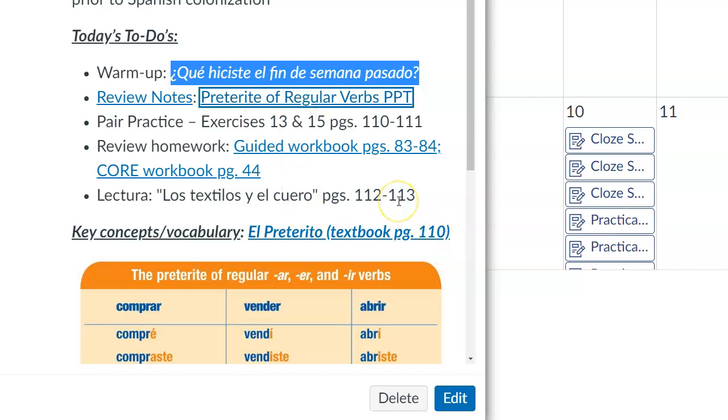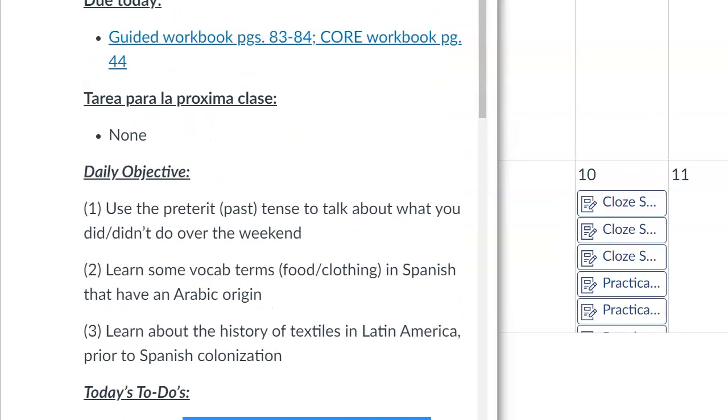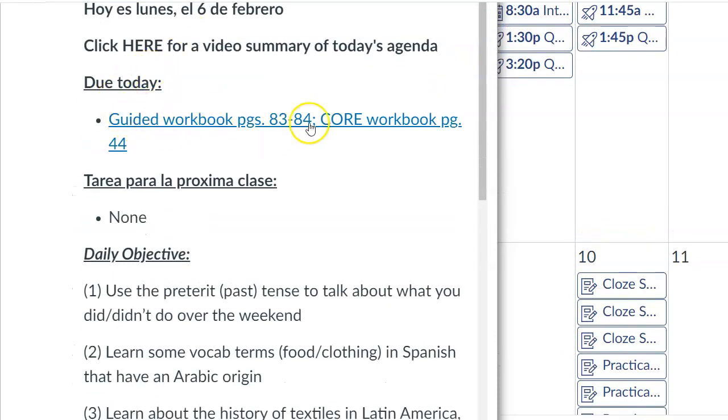Now let's go ahead and take a look at the reading on pages 112 and 113. And again, no homework due for next class. Just make sure that you turn in the homework that was due for today, guided workbook pages 83, 84, and core workbook page 44.